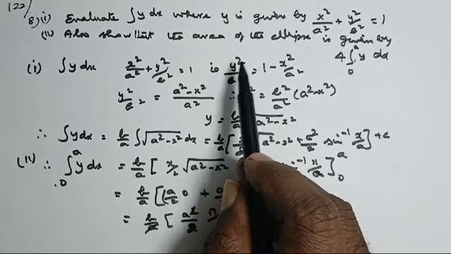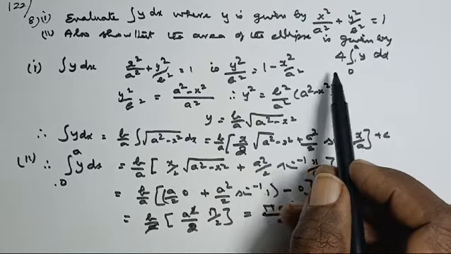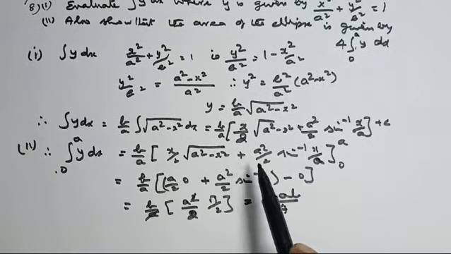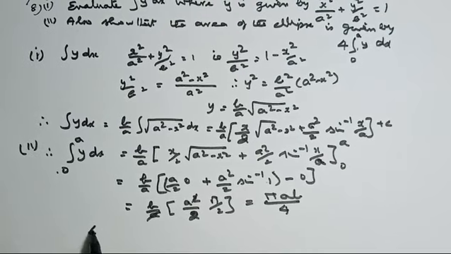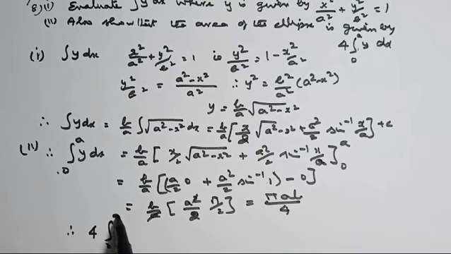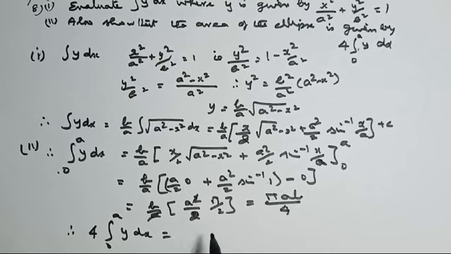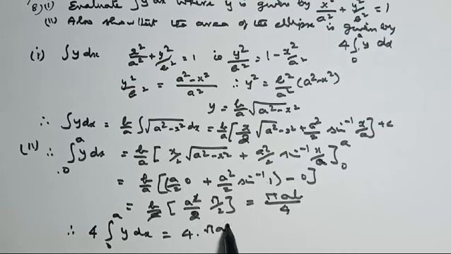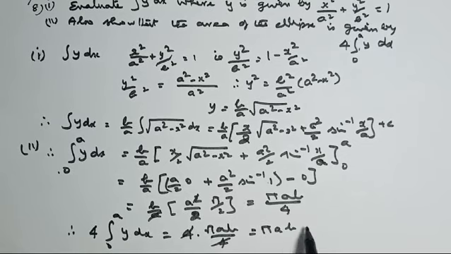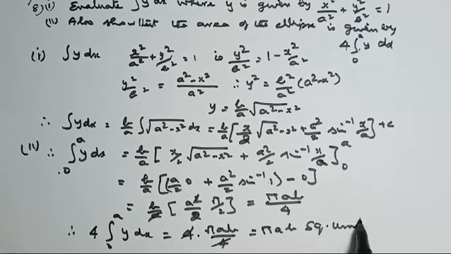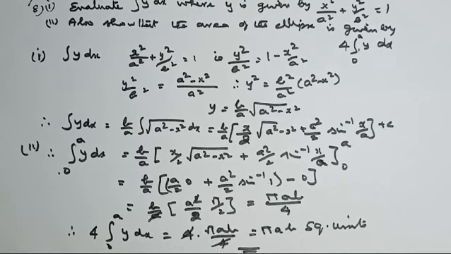We have to show that the area of the ellipse is given by 4 into the integral 0 to a y dx. Therefore, 4 into the integral 0 to a y dx equal to 4 into pi ab by 4, that is equal to pi ab square units. This is the area of the ellipse. That's all.